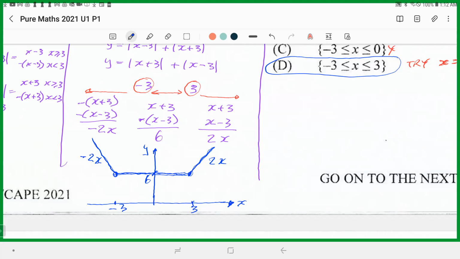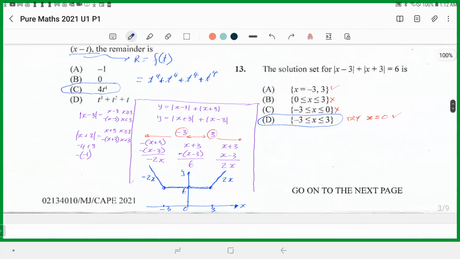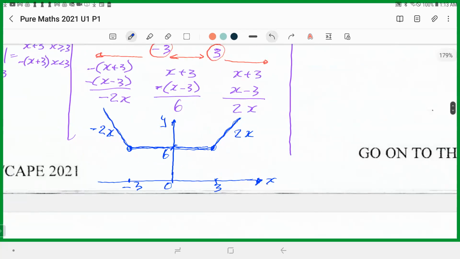See that? Understand that? That's how the graph of this function will look. And if you're looking for where the function equals 6, it's right between the negative 3 and 3. You see that? The function equals 6 right between the negative 3 and 3. So that would be a graphical way to do it.